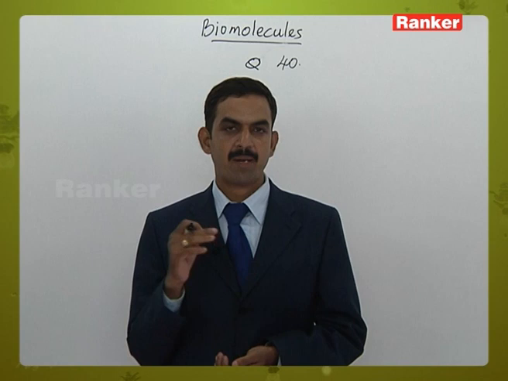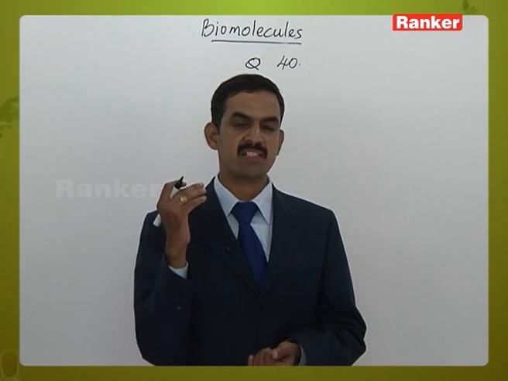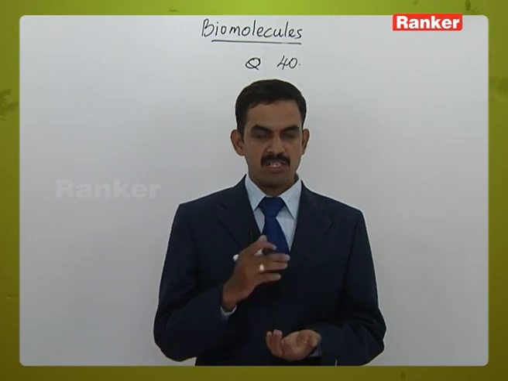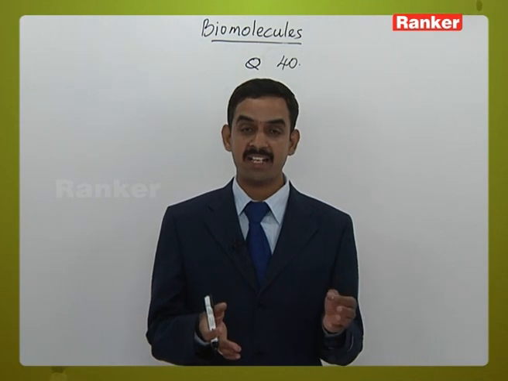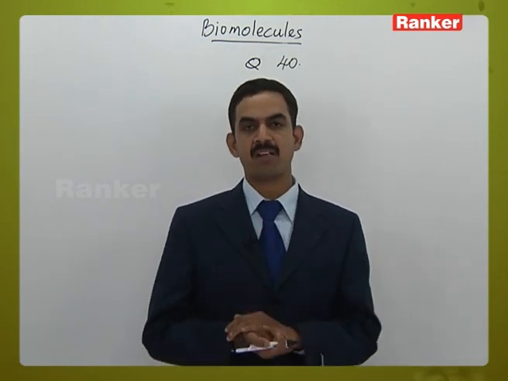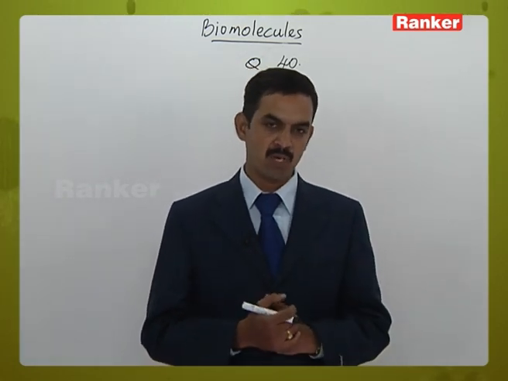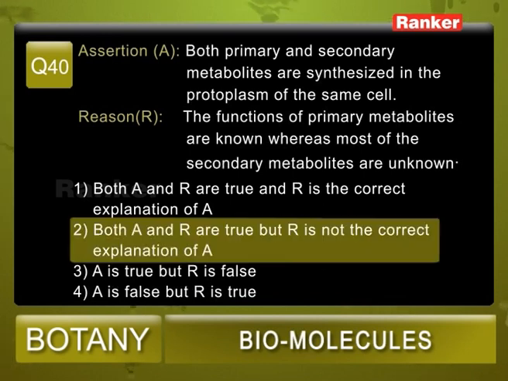Why? Because a primary metabolite is a chemical which has a defining, or identifiable, function inside a cell, and a secondary metabolite is also an organic molecule, but it does not have an identifiable function like that of a primary metabolite. That is the difference we observe between primary and secondary metabolites. Based on this explanation, the assertion is correct and the reason is also correct, but the assertion is not explained by the reason statement. Question number 40, the correct answer is 2.